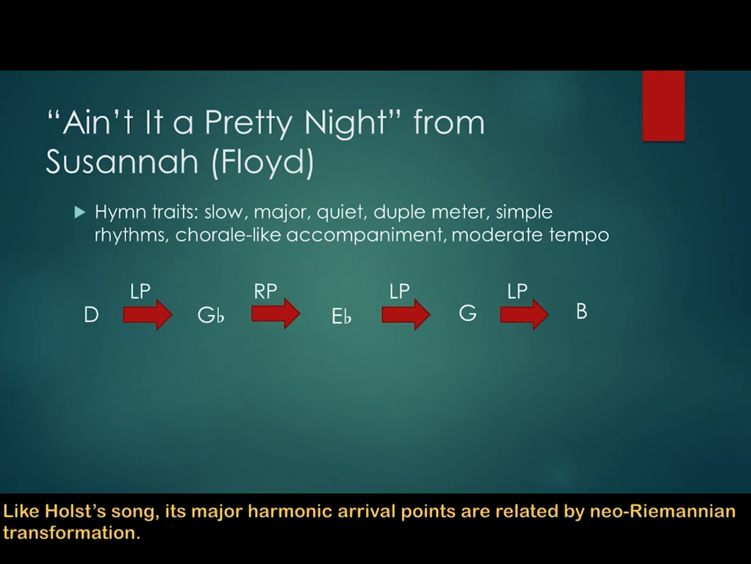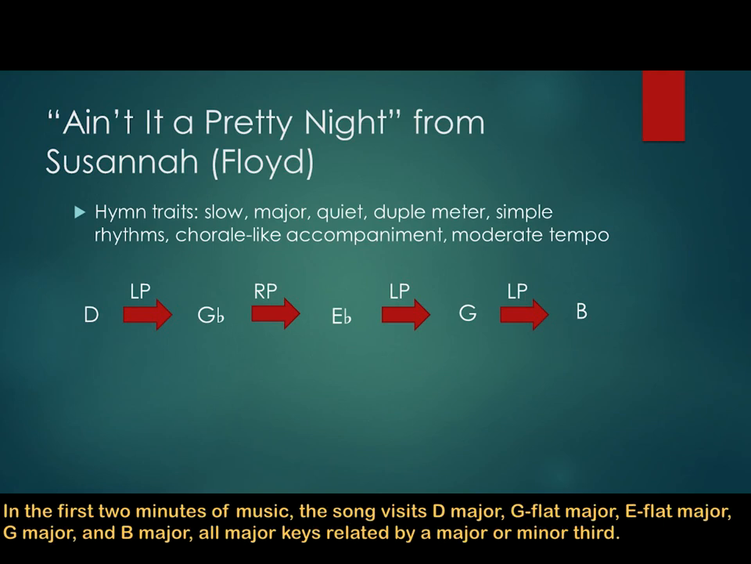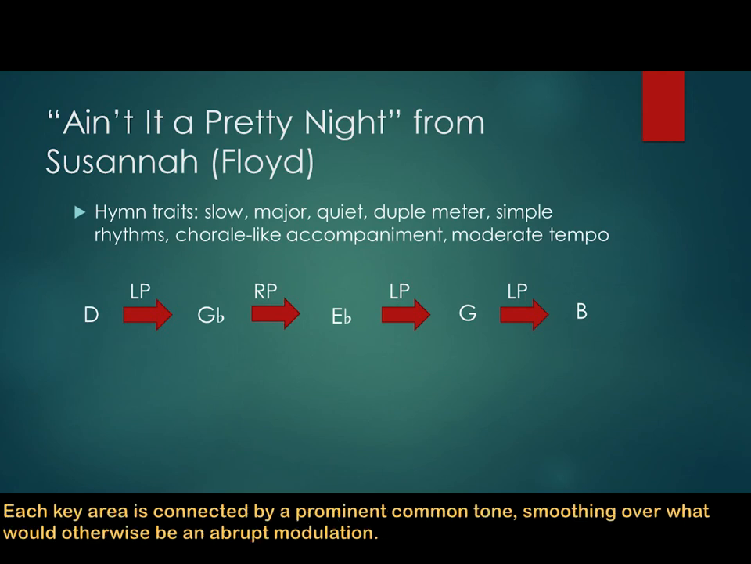Like Holst's song, its major harmonic arrival points are related by Neo-Riemannian transformation. In the first 2 minutes of music, the song visits D major, G-flat major, E-flat major, G major, and B major, all major keys related by a major or minor third. Each key area is connected by a prominent common tone, smoothing over what would otherwise be an abrupt modulation.